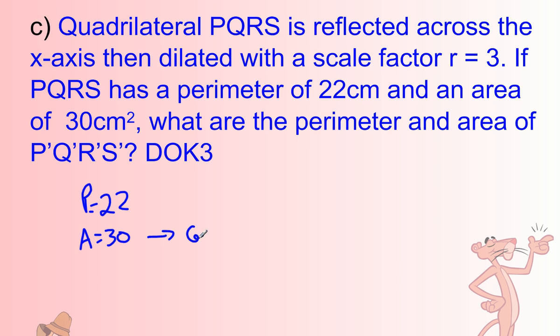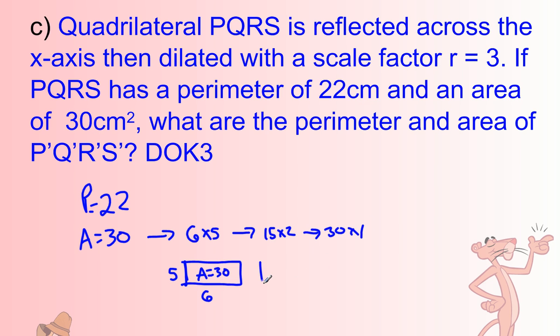That would be 6 times 5. So if maybe this is a rectangle or something, and I have 6 times 5, that would give me an area of 30. It could also be maybe 15 times 2, or 30 times 1. All of these are possible rectangles that give me an area of 30: 15 and 2, 30 and 1.